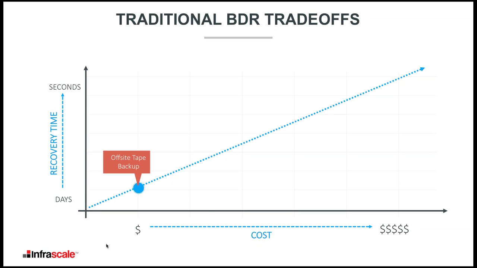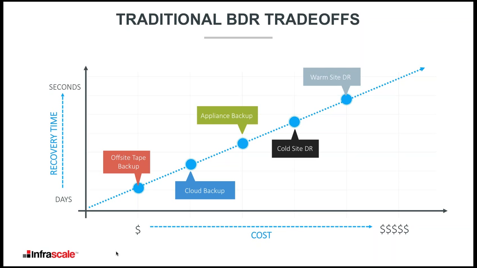All right, so first you have, of course, offsite tape backup. Now this is very cheap, we know that, but it takes days to recover. And really anywhere along this continuum you have those trade-offs. So cloud backup is slightly more expensive, but you have that faster recovery time objective. Appliance backup, and then cold, warm, and hot site DR. I mean, hot site DR, of course, you have that immediate replication, but it's so expensive. So anywhere along this continuum, you have to make that trade-off between speed and cost. But what you really want is to be right here, the lowest cost with the fastest recovery time.